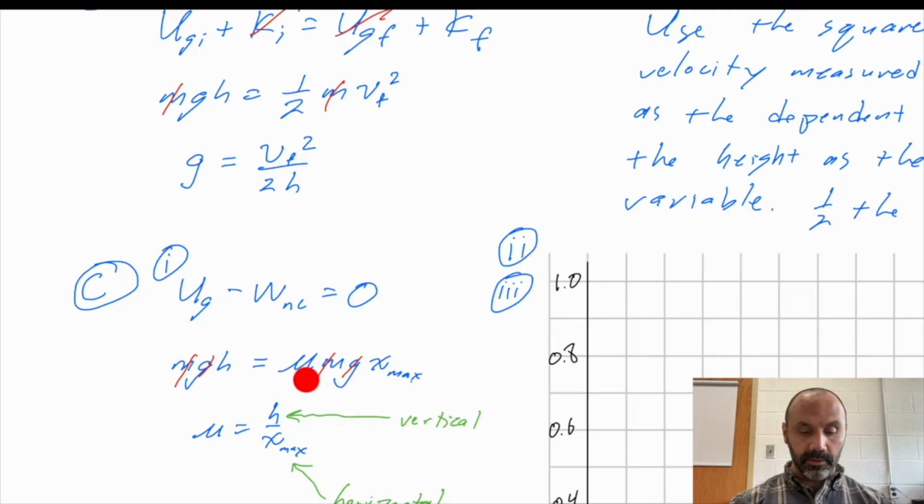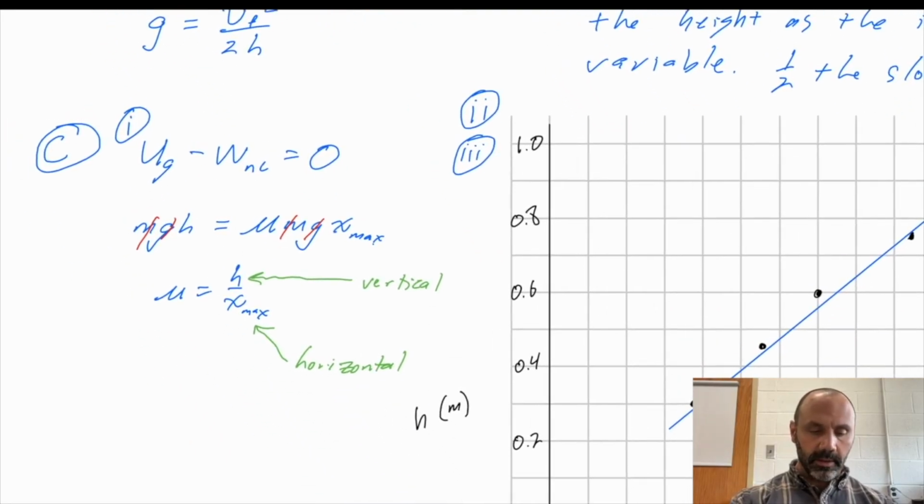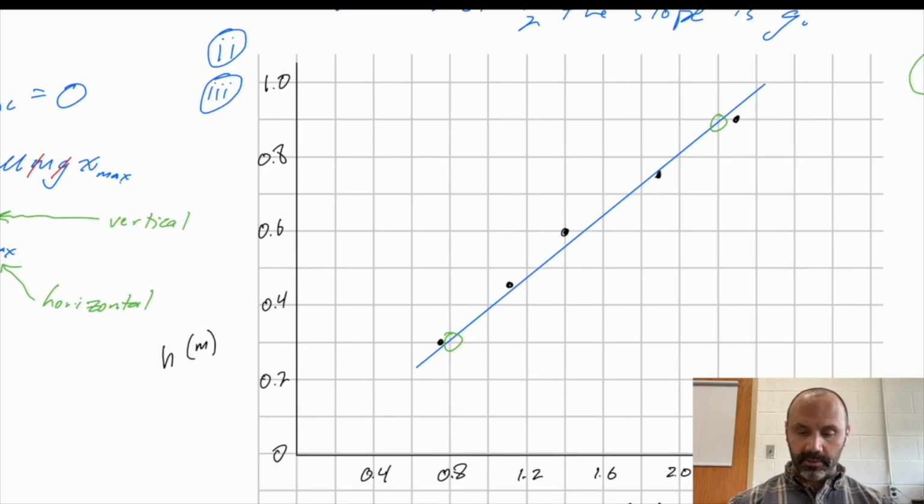So when I solve for mu, I end up with h over x max. And so mu, if I put h on the vertical axis and x max on the horizontal axis, then I can find it. I saw some other AP teachers had some different solutions, but I think that this should work, right? So that's part one of part C. Two is actually doing the graph.